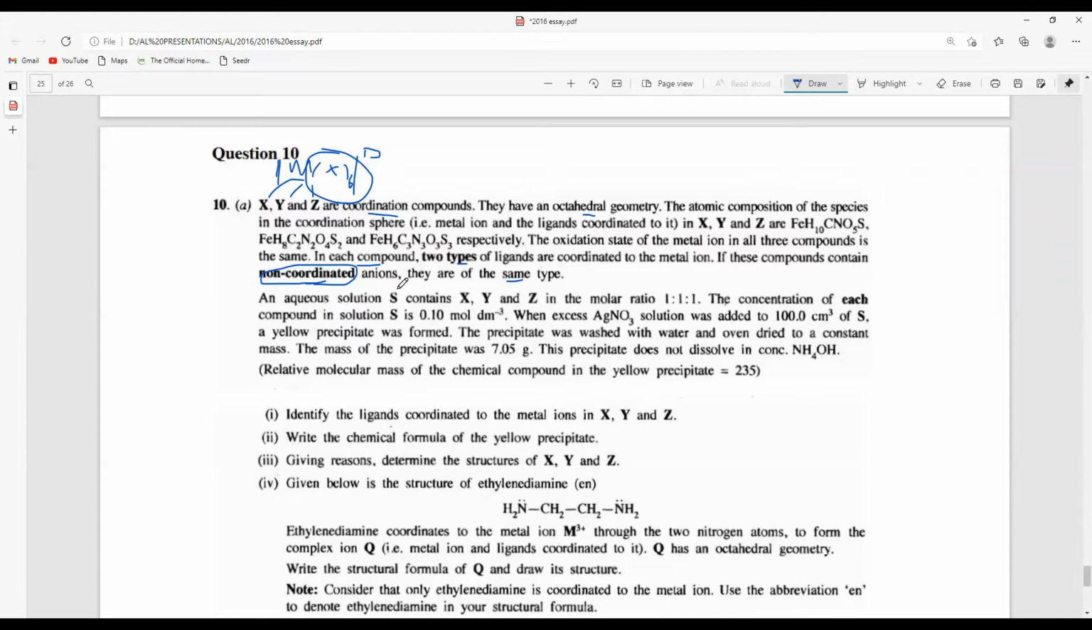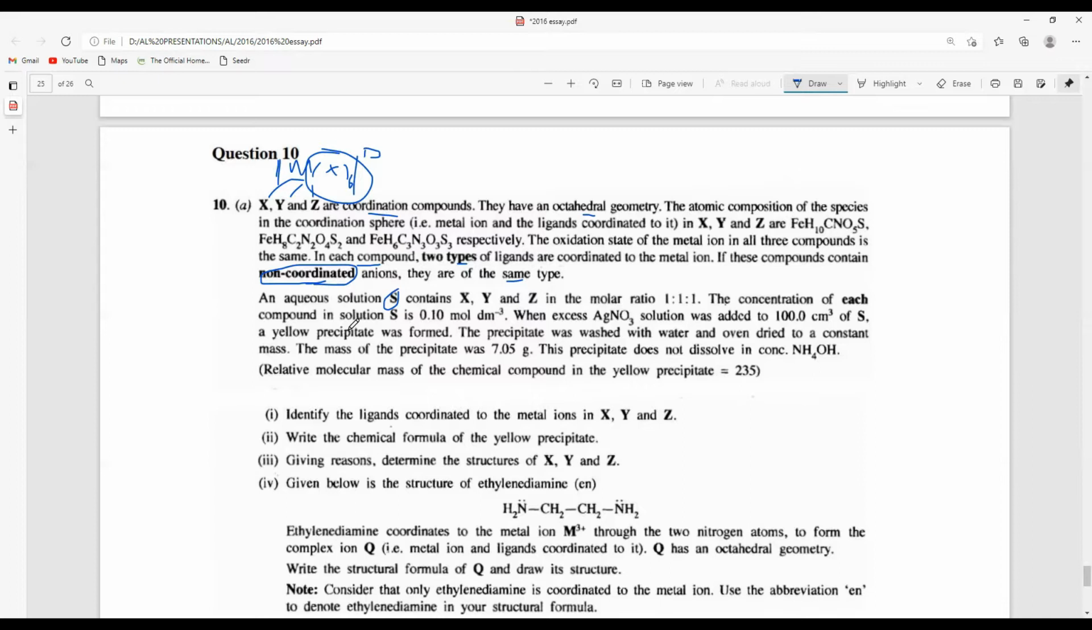An aqueous solution is containing X, Y, Z in the 1:1:1 ratio. So we have a solution where the molar ratio is 1:1:1. Very good. And the concentration is 0.1, so the concentration of each of these species is 0.1 M. Then they say an excess AgNO3 solution was added to 100 cubic centimeter of this solution. The molar ratio is 1:1:1, so the number of moles are the same.